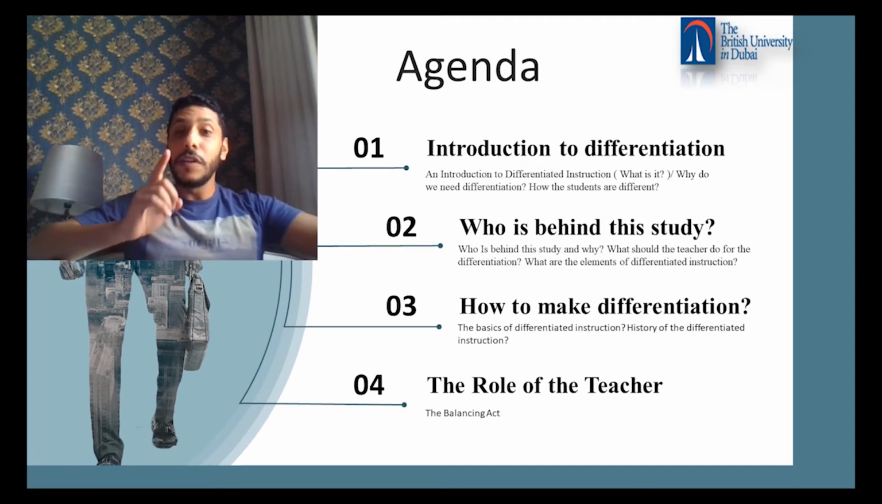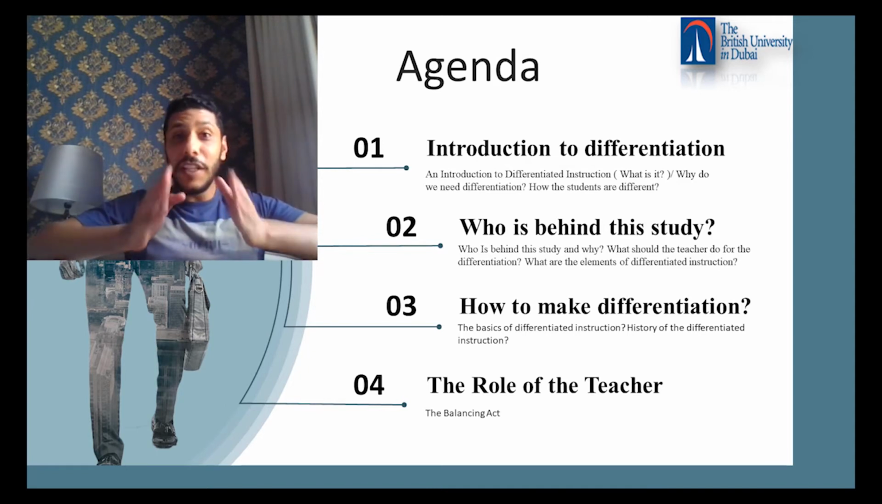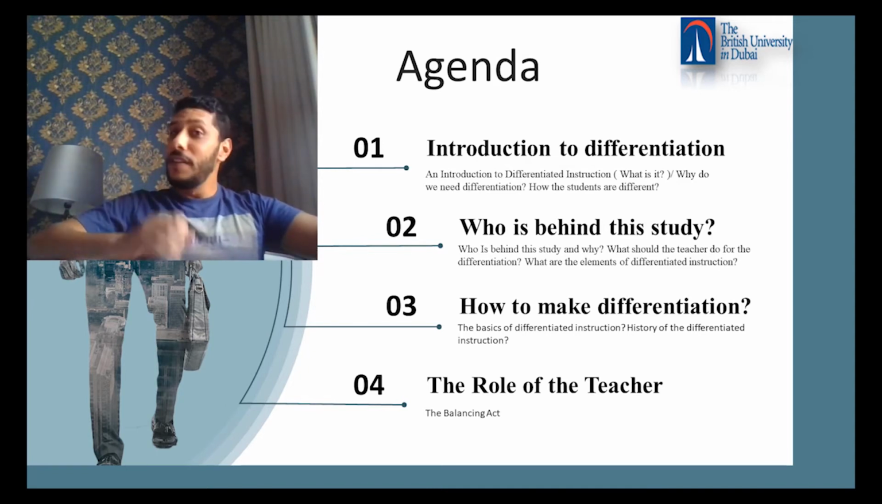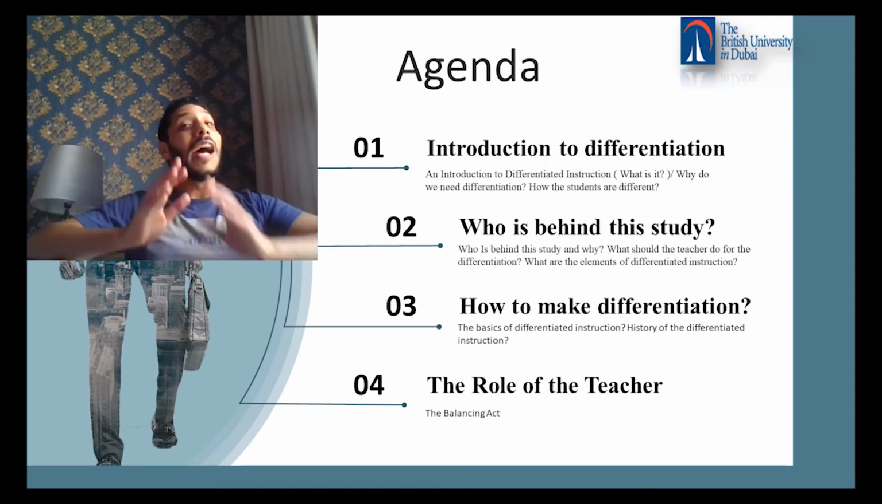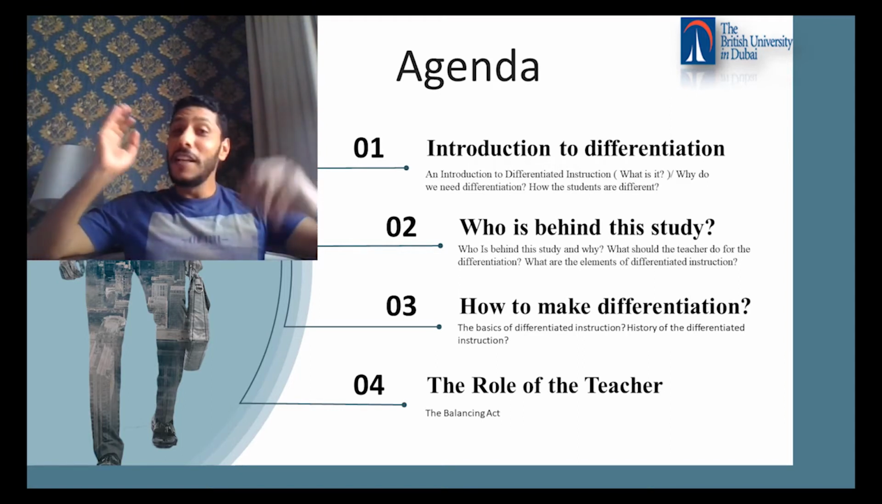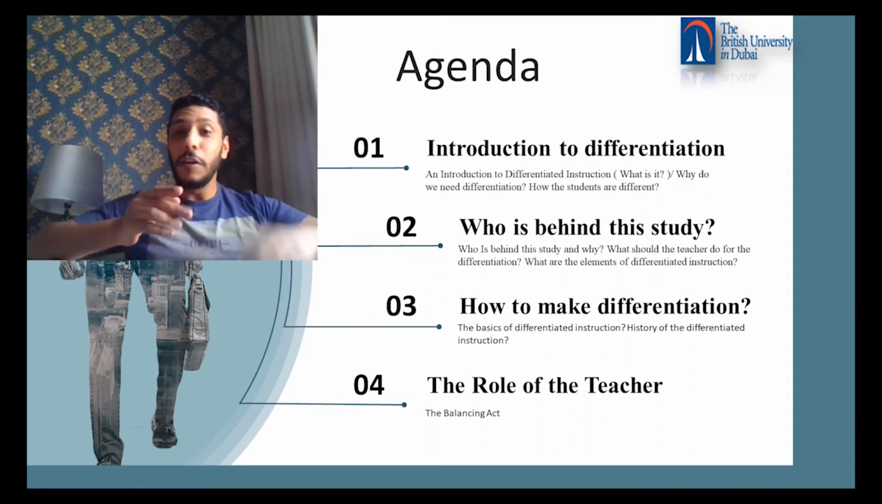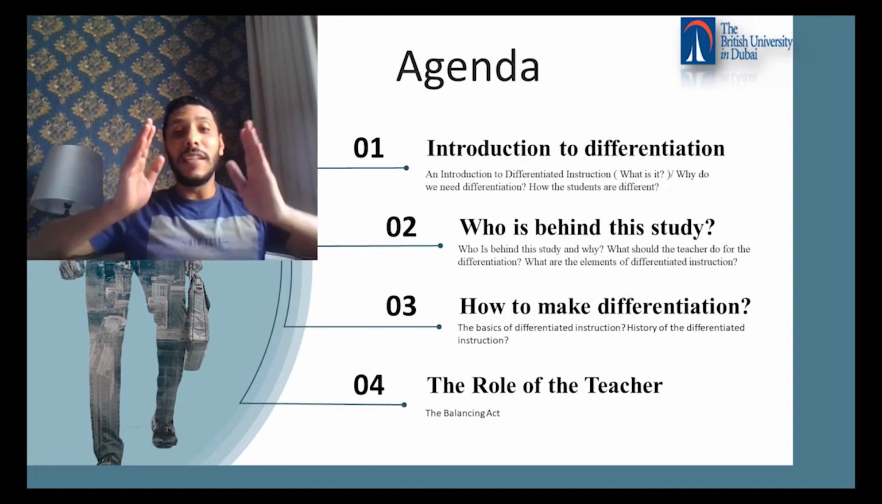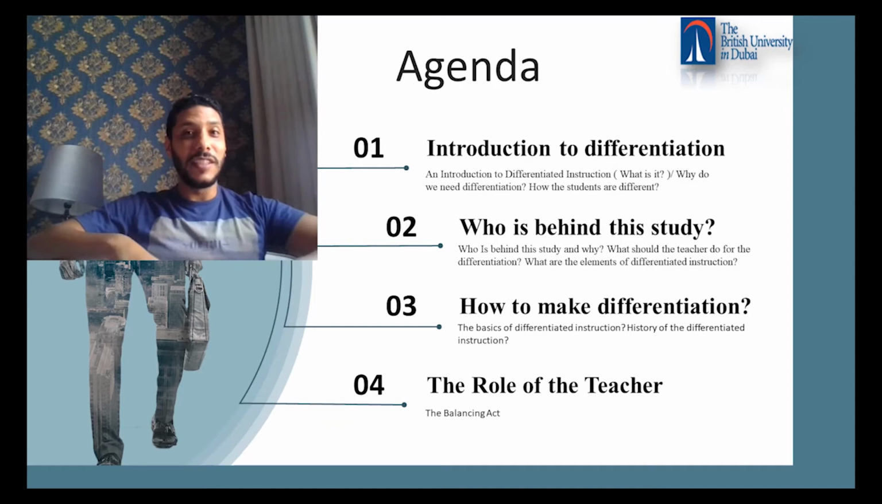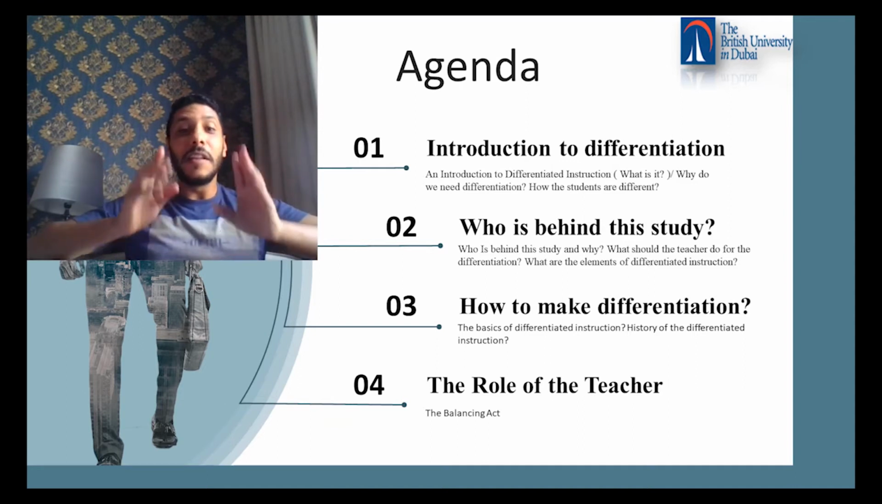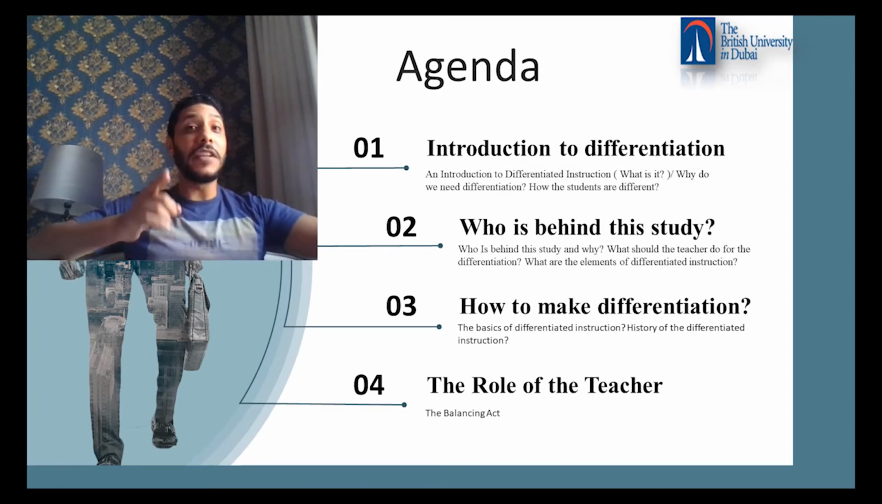teacher should do for the differentiation, and what are the elements of differentiated instruction. The third one is talking about how to make differentiation, the basics of differentiated instruction, and the history of the differentiated instruction too. The last one is the role of the teacher. I will explain the balancing act. Let's start with the first slide of our presentation today.